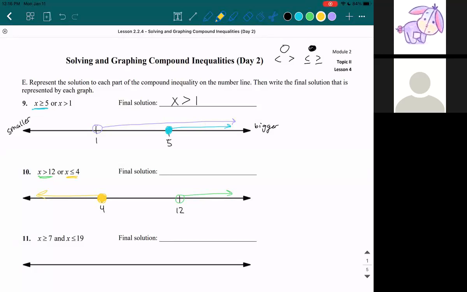Okay. In this case, as you can see, they're pointing in different directions. So even if I wanted to be really lazy, even though it says or, if I were to give you the complete answer, I still have to say x is greater than 12 or x is less than or equal to 4. I have to give you exactly what it gave me here because there's no overlap. They're pointing in opposite directions. There's no overlap, so I cannot be lazy. I need to just tell you what it is.